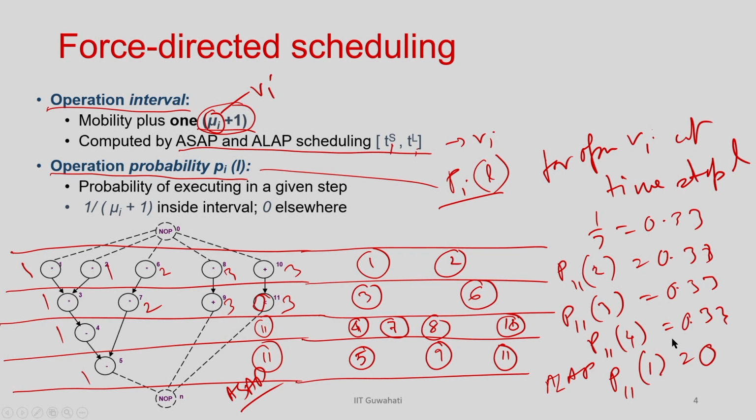So, this is how I can identify the probability of each operation in each timestamp. Basically, in the range TS to TL, it will be 1 by mu I plus 1, right. This is what I have done here, and in other cases it is 0, right. So, this is how I can do it. For each operation and each timestamp, I can find out the probability value. Understood? So, is this clear?